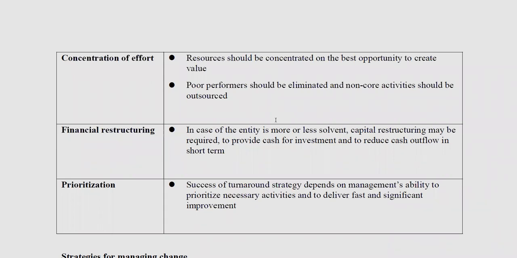Then we must do a financial restructuring also. So in the case of the entity, which is more or less solvent, capital restructuring may be required to provide cash for investment and to reduce cash outflow in the short term. Then prioritization. To make a turnaround strategy successful, it depends on the management ability to prioritize necessary activities to deliver fast and significant improvement.